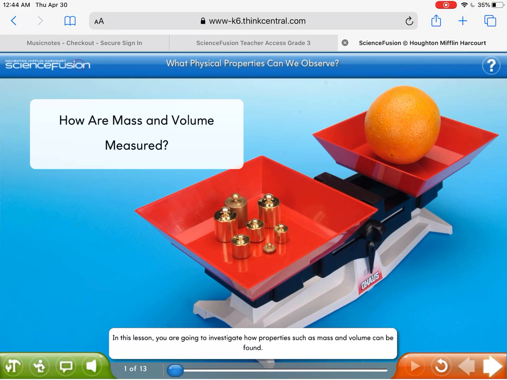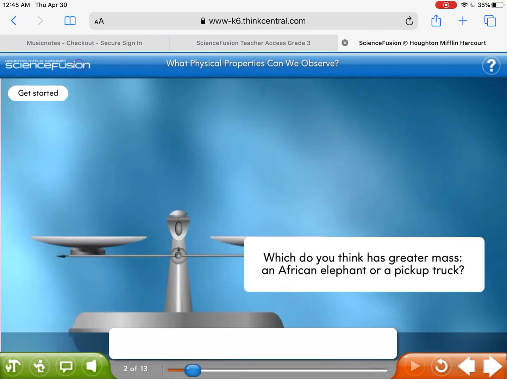So today we're doing lesson 3, what physical properties can we observe? So we're going to do 2 experiments on the online book to figure out mass and volume of rocks.